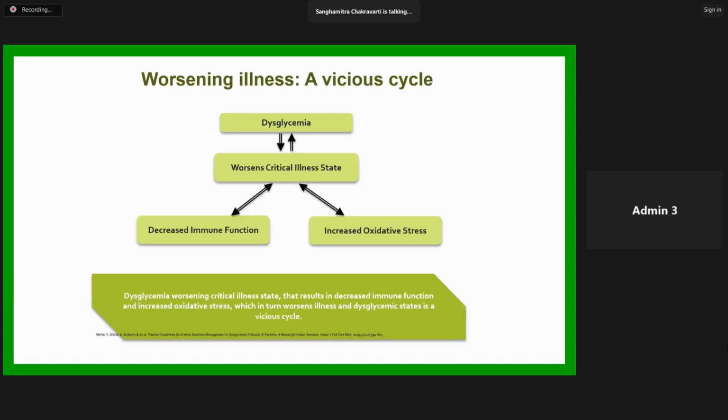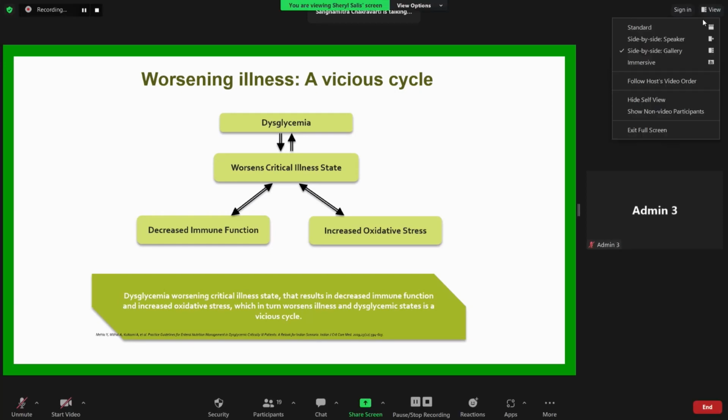A common feature that we see in the critical care unit is that the doctors, the nurses, the dietitians, everybody, are so focused on the problem that the patient is brought in with. It can be a traumatic stress or an infection, so usually the management of diabetes takes a back seat. And that is when the illness starts worsening. Because dysglycemia worsens any critical illness, leading to decreased immune function and increased oxidative stress. So no matter how well the treatment is going on, if the glycemic variability persists during critical illness, the outcomes are really not commendable.